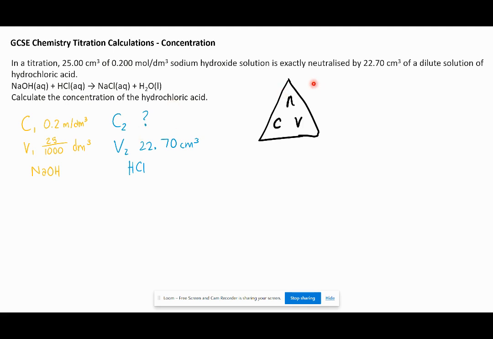So this triangle here is going to be important in helping us calculate. The concentration is equal to the number of moles divided by the volume. And whatever the volume units are, that's what your concentration units will be made of.